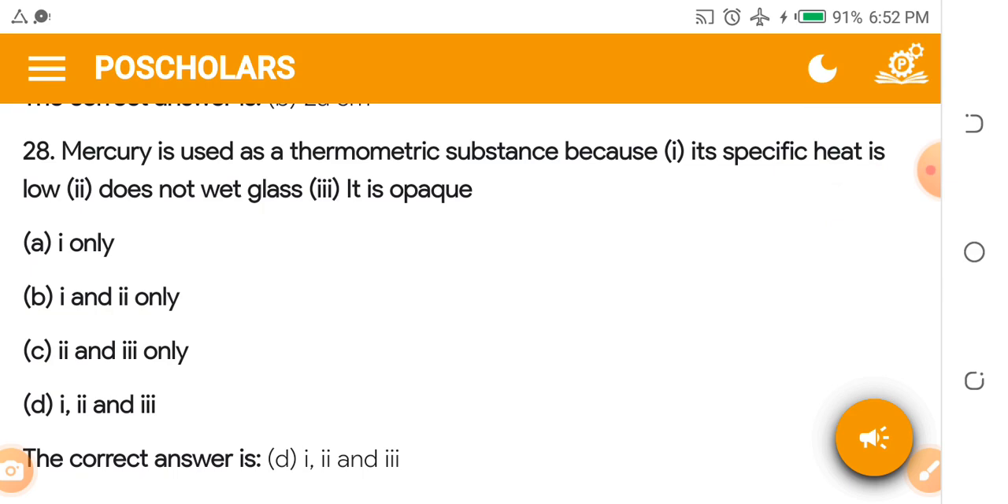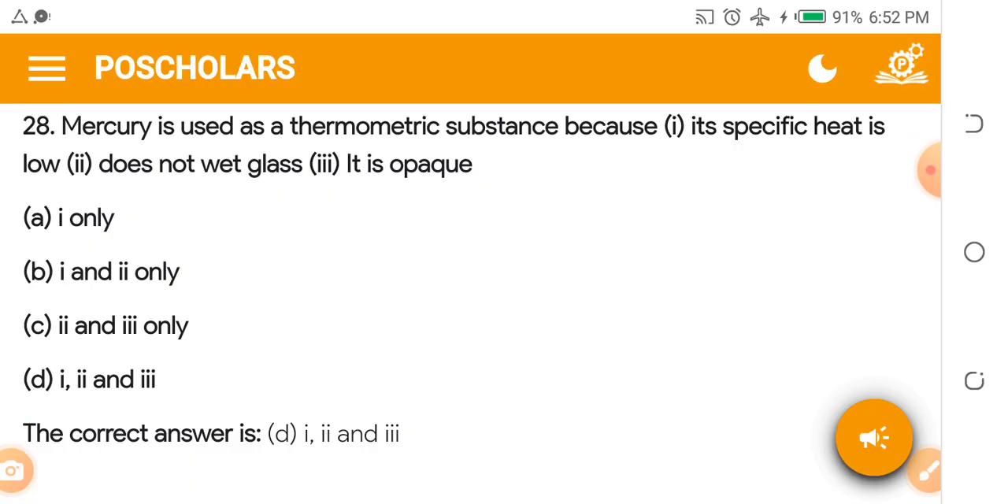Question 28. Mercury is used as a thermometric substance because... Mercury is used in a thermometer. That's why it's called a thermometric substance: those substances that are put inside a thermometer. Have you ever seen a thermometer? What is a thermometer used for? What do we measure with a thermometer? Tell me in the comment section.